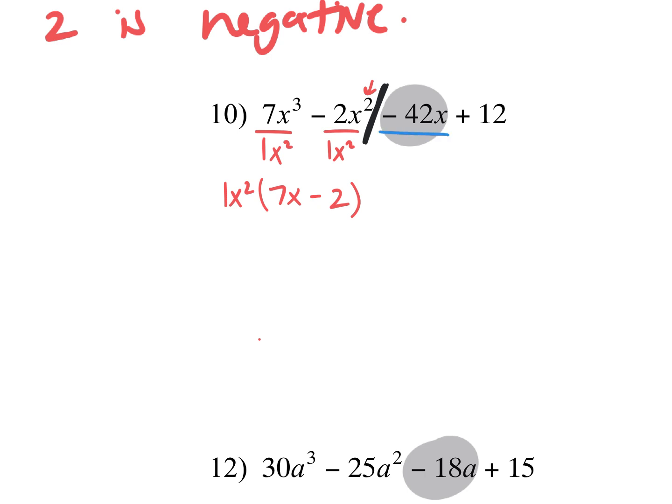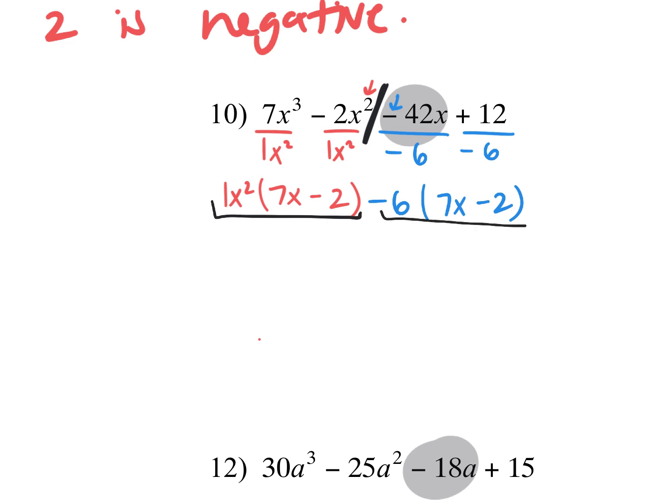On the right side, what can I take out of negative 42 and 12? Again, since this third term is negative, I'm taking out a negative. And then if we look at 42 and 12 on our factor chart, we should find that 6 is our GCF. So if I take out negative 6 and I divide that out, I get 7x minus 2. So again, here's my 2 terms. In my 2 terms, I do have a common factor. My common factor would be the 7x minus 2. So I'm going to bring out that common factor, 7x minus 2.